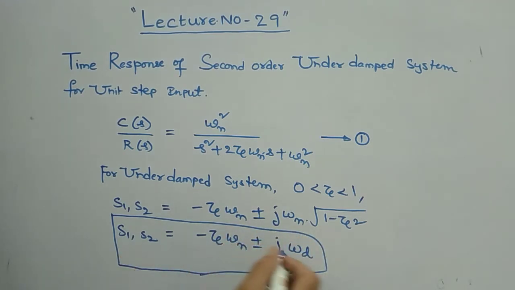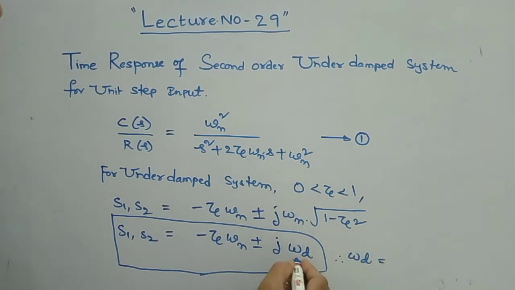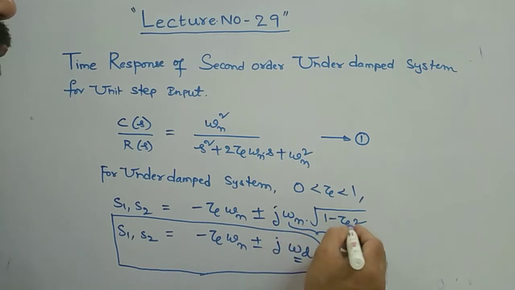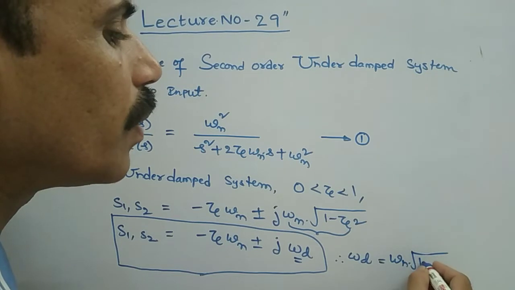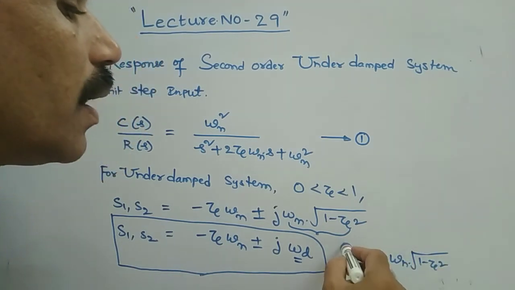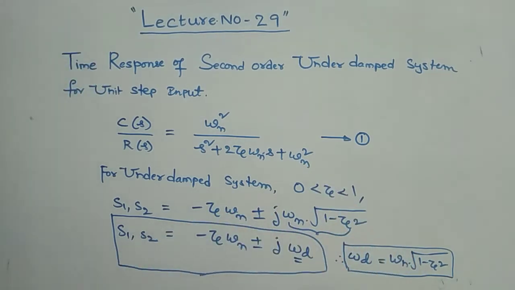These are also one of the important things that we must consider, where omega d is nothing but this entire portion, omega n into square root of 1 minus zeta square. This I have already explained in the last presentation. Omega d is equal to omega n into square root of 1 minus zeta square. This is the relation between the damped natural frequency and the undamped natural frequency. Clear? So let us keep this aside. Okay, so these are the roots.